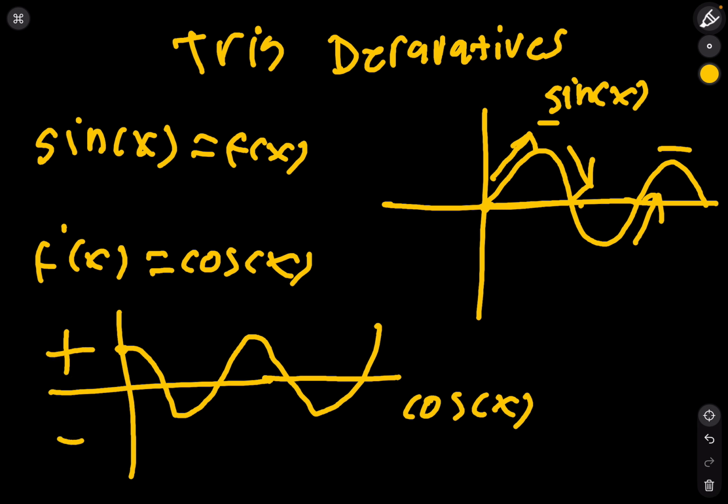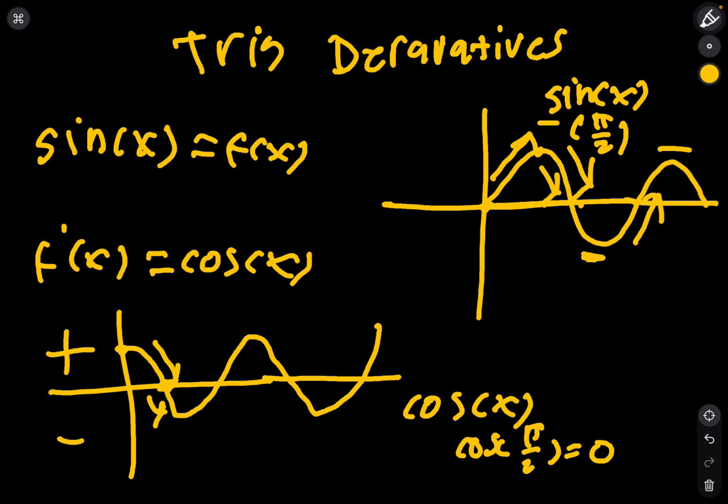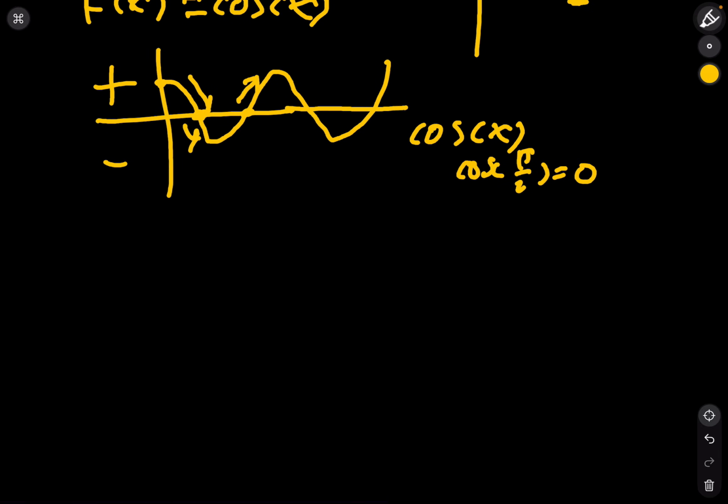Since we know sine of x is positive on this axis until it gets to, I think, pi half, we know that cosine of pi half is just equal to 0. And this is exactly what we see here. So this is positive slope until it hits 0, then it's negative slope, and from this 0 the slope is positive again, which is why the derivative of sine of x is just cosine of x.